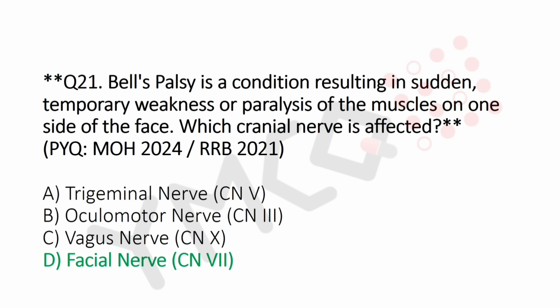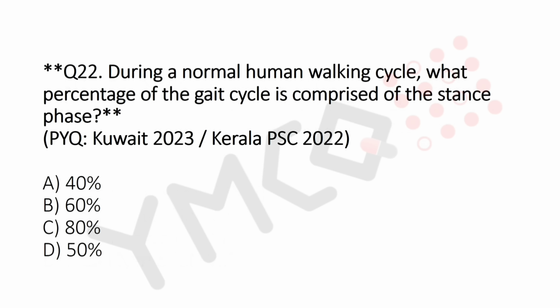Bell's palsy targets the facial nerve, as you know, right, leading to drooping of the mouth and inability to close the eye on the affected side. Okay. Now let's move to question number 22.